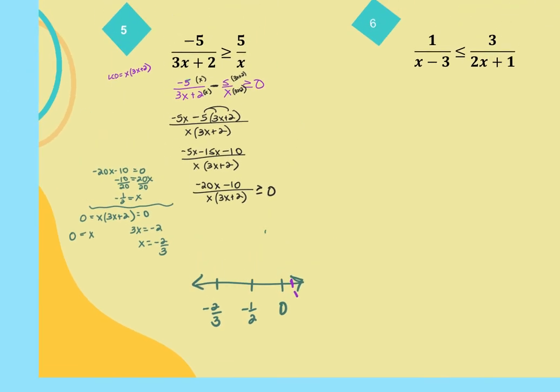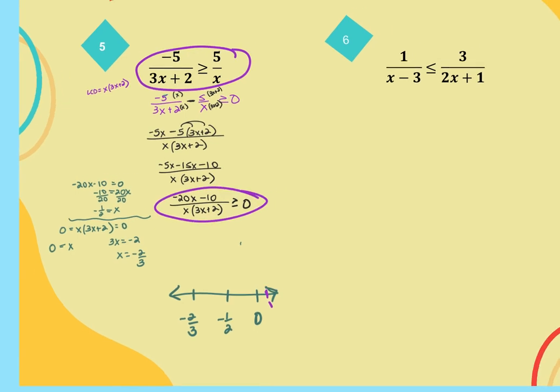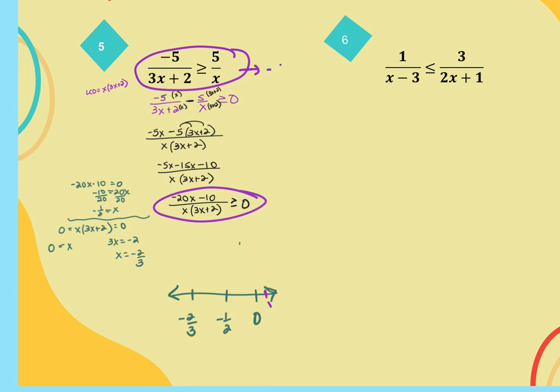And again, you can plug it in at the beginning. You could plug it in after you simplified. It doesn't matter where. So from the beginning, I would have gotten negative 5 over 3 times 1 plus 2 is greater than or equal to 5 over 1. Negative 5 over 3 plus 2 is greater than or equal to 5. Negative 5 over 5, greater than or equal to 5. And negative 1 is greater than or equal to 5. Is that a true statement? No. So that section doesn't work.